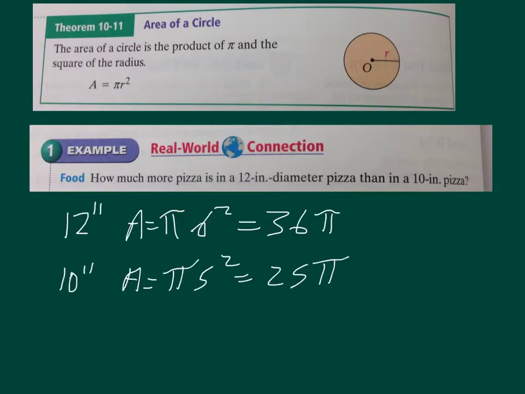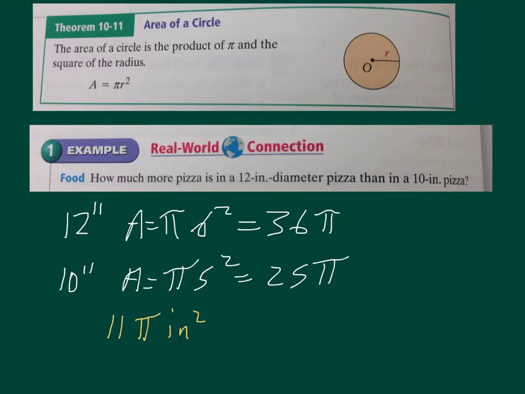Okay, in the 12-inch pizza, you're going to have pi r squared, which would be pi times 6 squared, which would be 36 pi square inches of pizza. In the 10-inch pizza, you're going to have pi r squared, where the radius is 5, so you'd have 25 pi. So when you subtract these, how much more is in a 12-inch pizza than in a 10-inch pizza? It would be 11 pi square inches more.